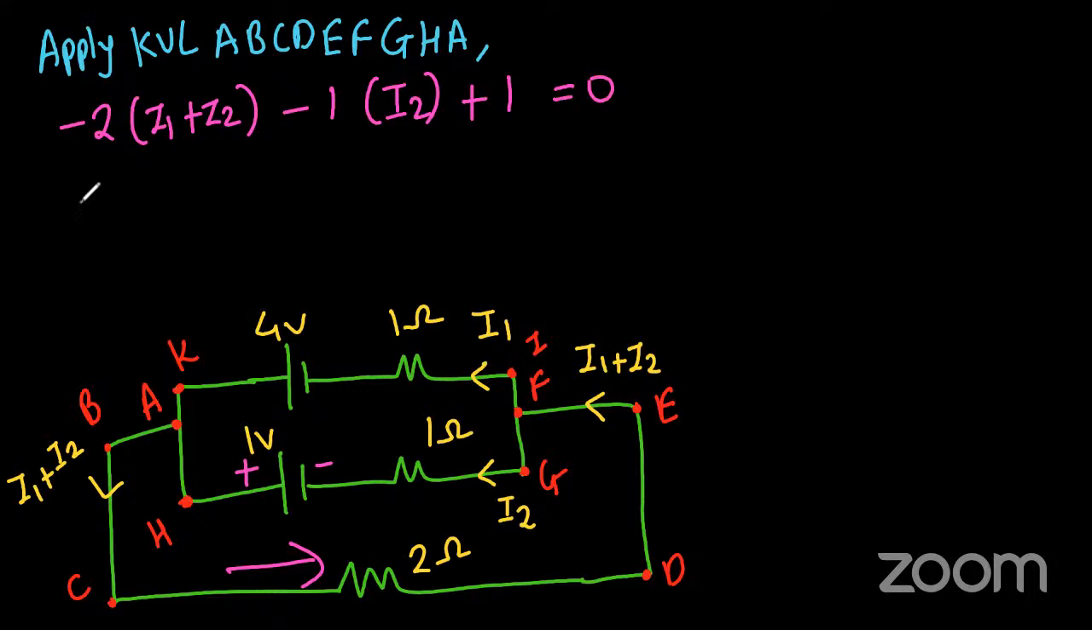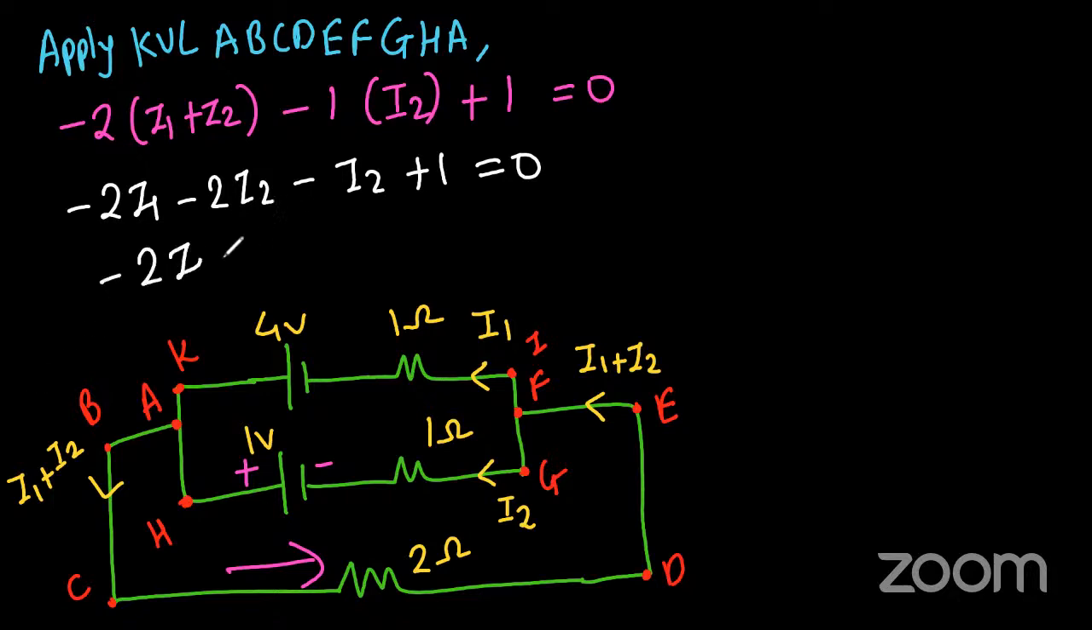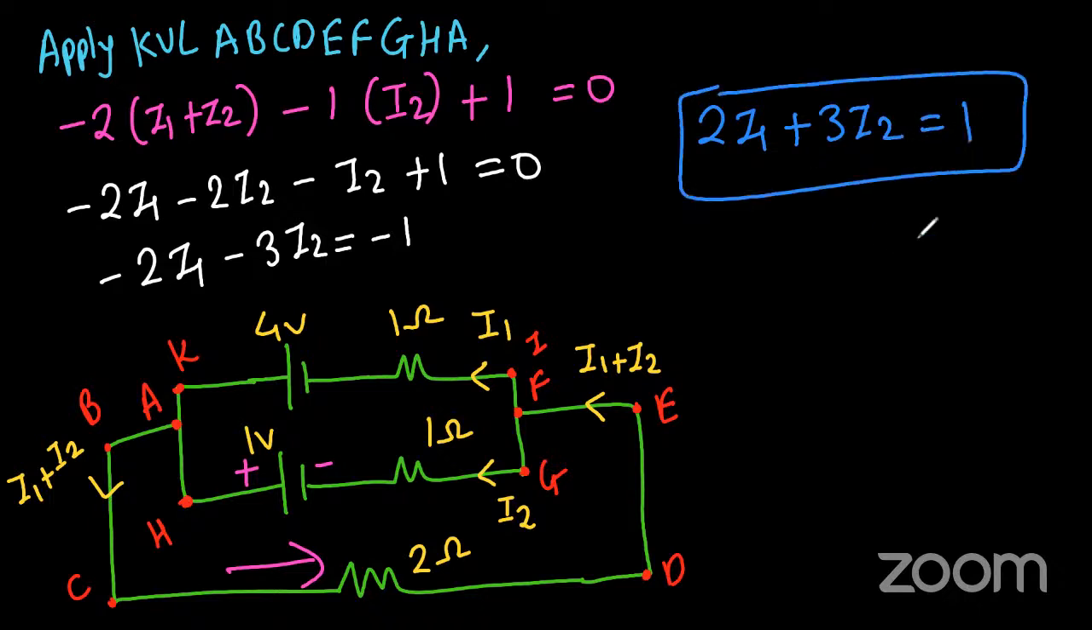अगर मैंने इसको ओपन किया तो क्या आएगा? -2 I1 -2 I2 -I2 +1 is equal to 0. ठीक है, so -2 I1, इन दोनों का एडिशन, -3 I2 -1, और सब जगह पे मैंने माइनस माइनस कैंसिल किया, तो what is the final answer? फर्स्ट इक्वेशन क्या होगा? 2I1 plus 3I2 is equal to 1. So this is your first equation.